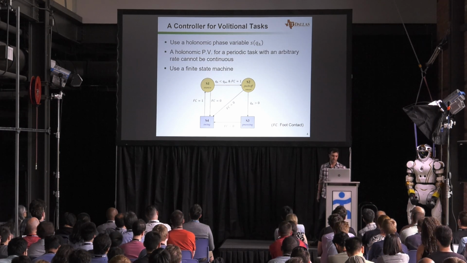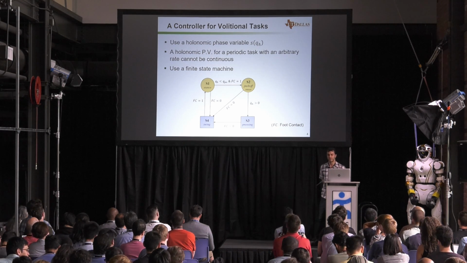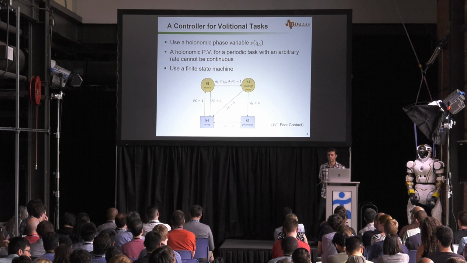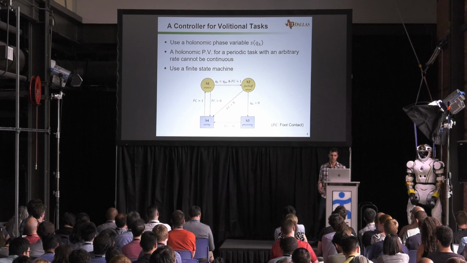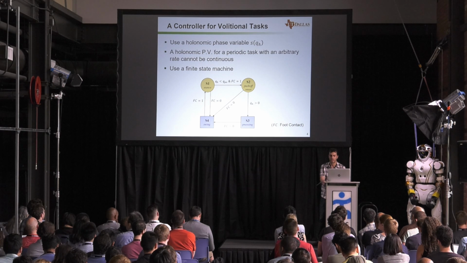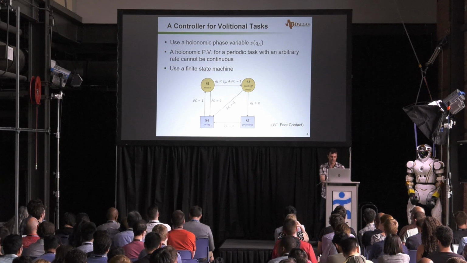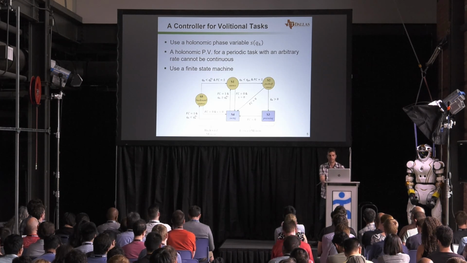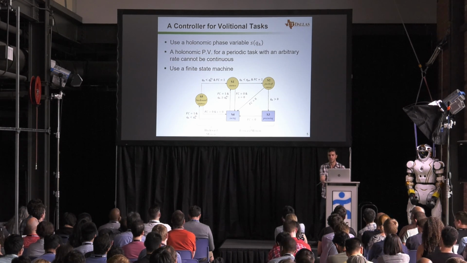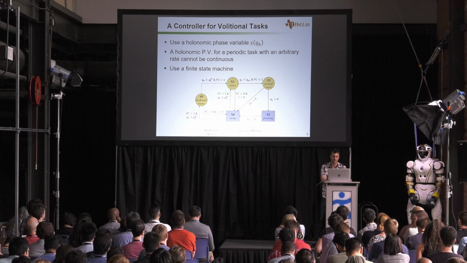So we made a finite state machine with two different phase variables, both of them holonomic. Different colors show different phase variables, so that it can work in all the orbits and different conditions. Also, we added another state that can detect backward walking, just for another condition that can be covered.